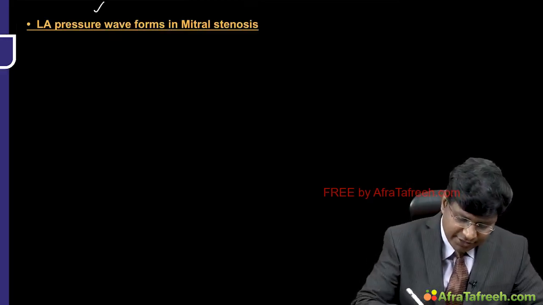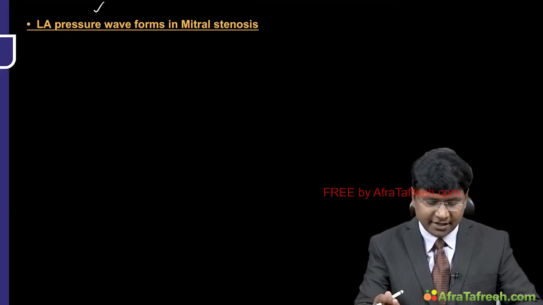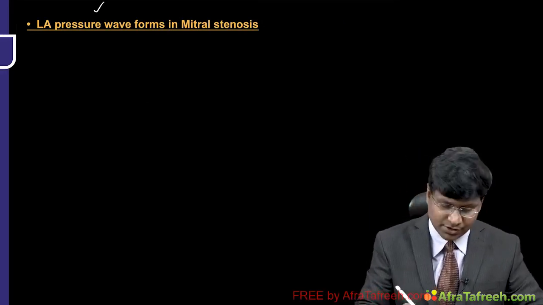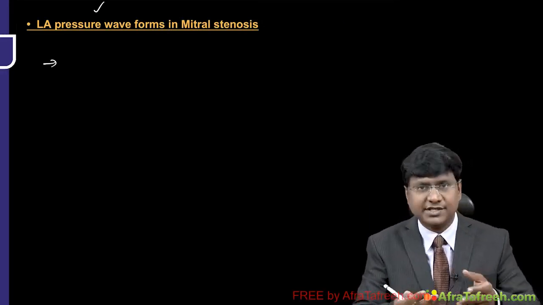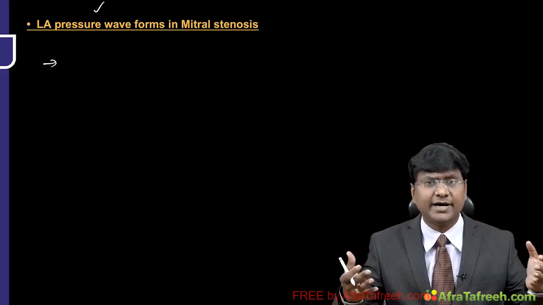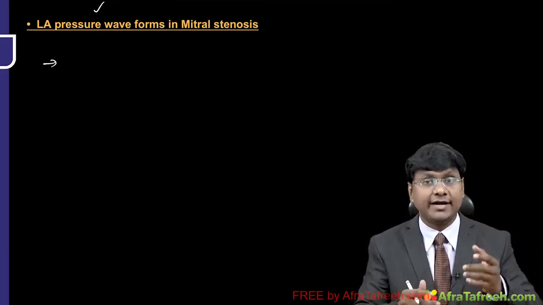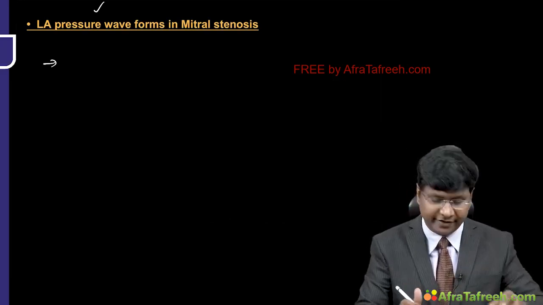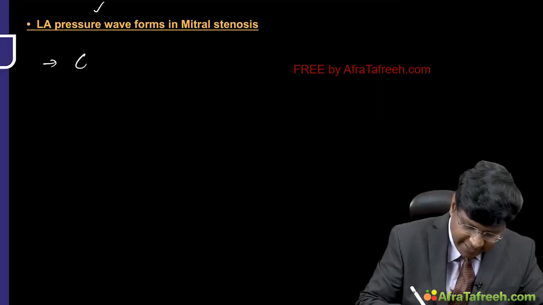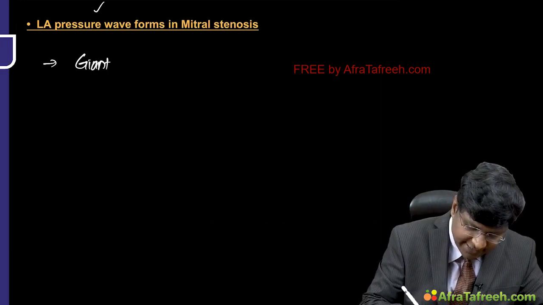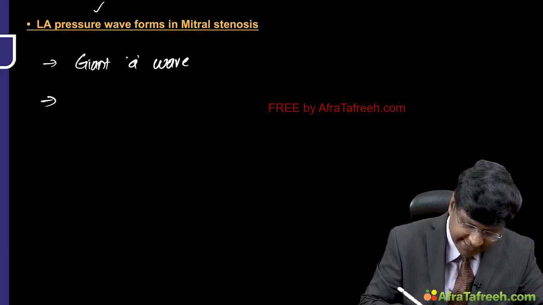And the next important thing you need to know is how the left atrial pressure waveforms look in mitral stenosis. So the left atrial pressure is increased. So the left atrium requires a stronger left atrial contraction to push the blood into the left ventricle. So thereby, how will the A wave be? You will have a giant A wave, right? You will have a giant A wave.